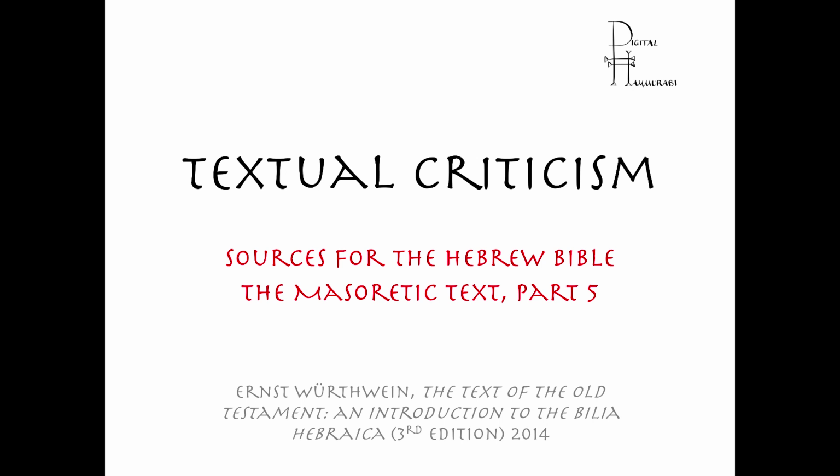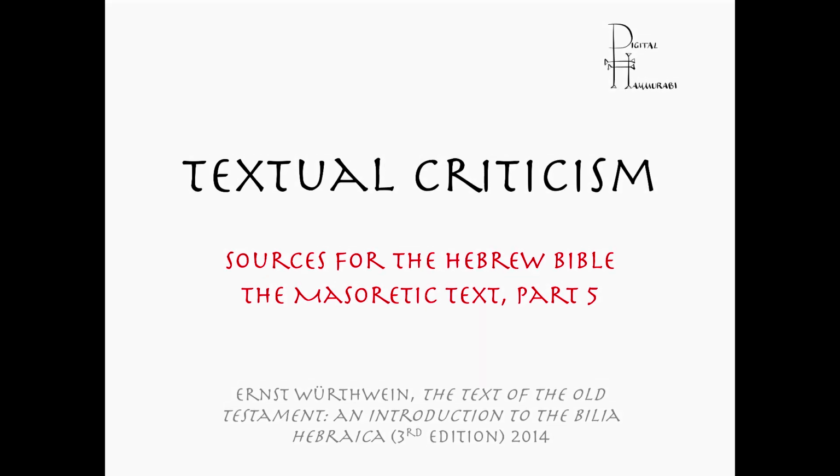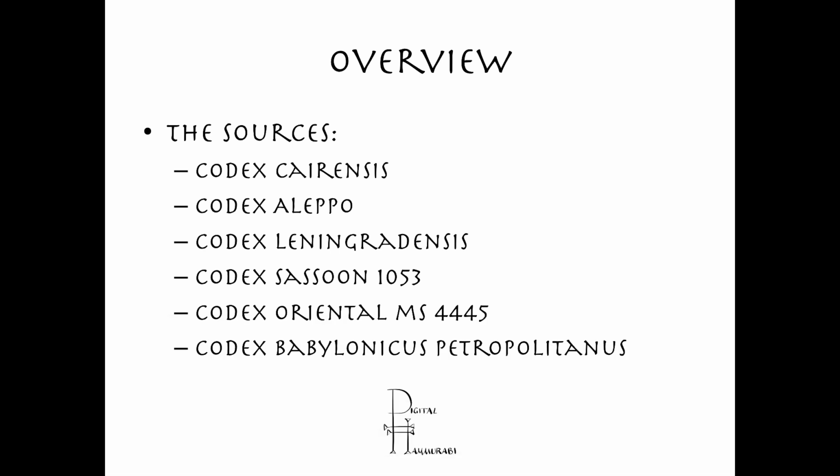Today we're going to be looking at some of the medieval sources that we utilize when we reconstruct the Hebrew text, and we're going to be using Ernst Würthwein's The Text of the Old Testament, an Introduction to the Biblia Hebraica, 3rd edition. So let's get started. The sources that we're going to look at are Codex Cairensis, Codex Aleppo, Codex Leningradensis, Codex Sassoon 1053, Codex Oriental MS 4445, and Codex Babylonicus Petropolitanus.